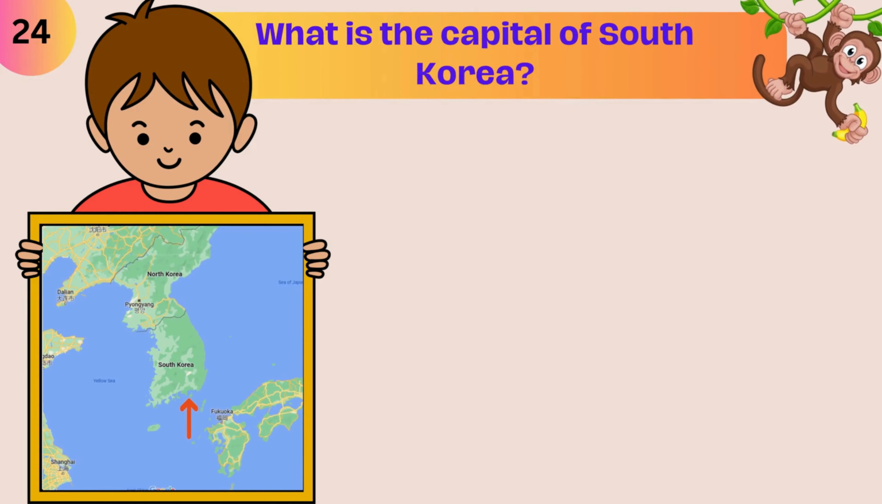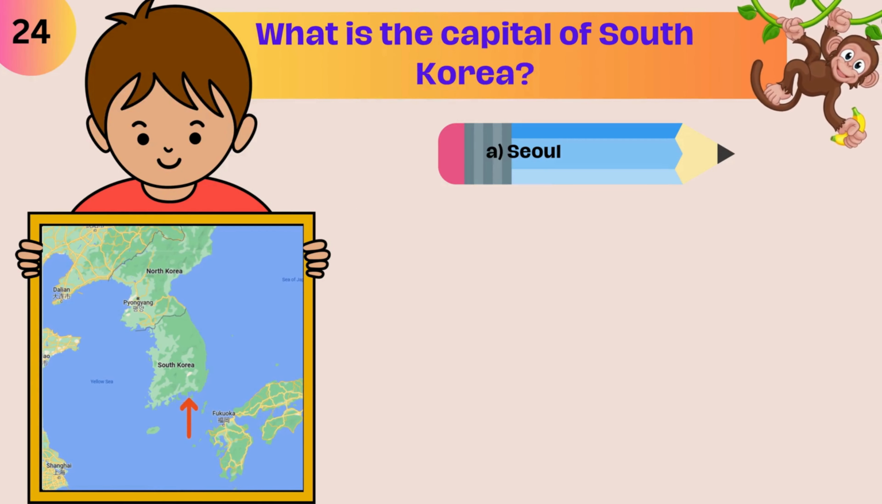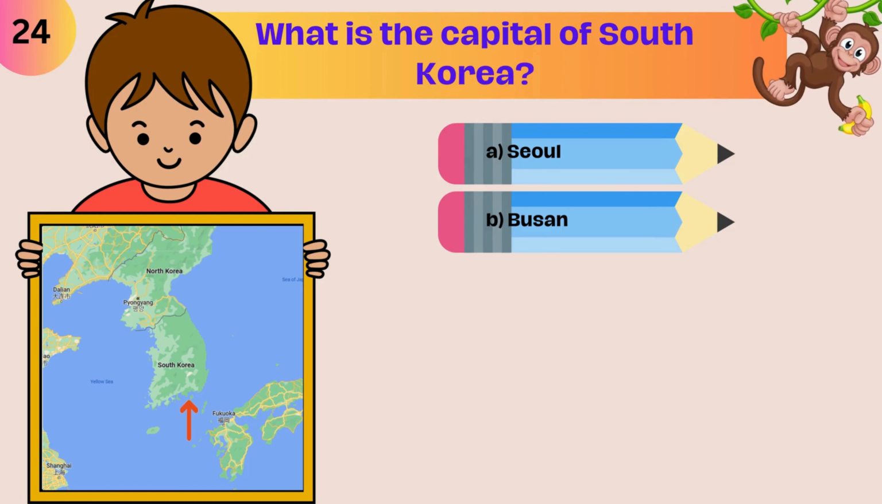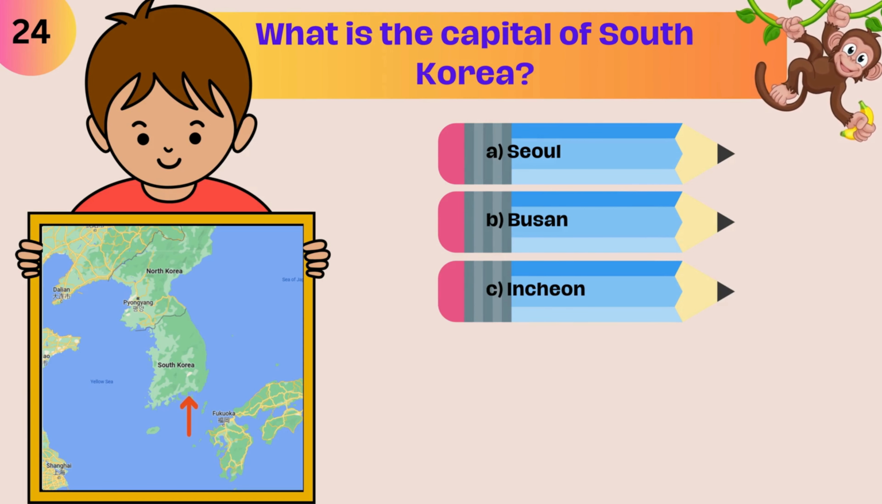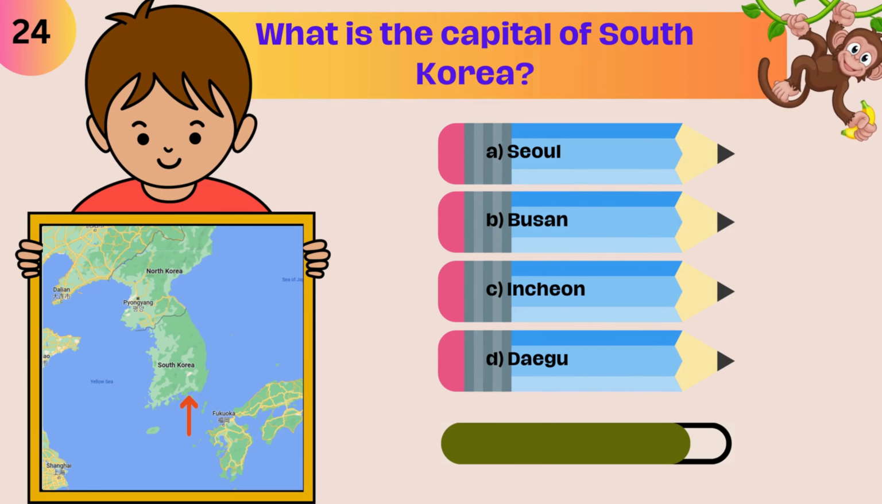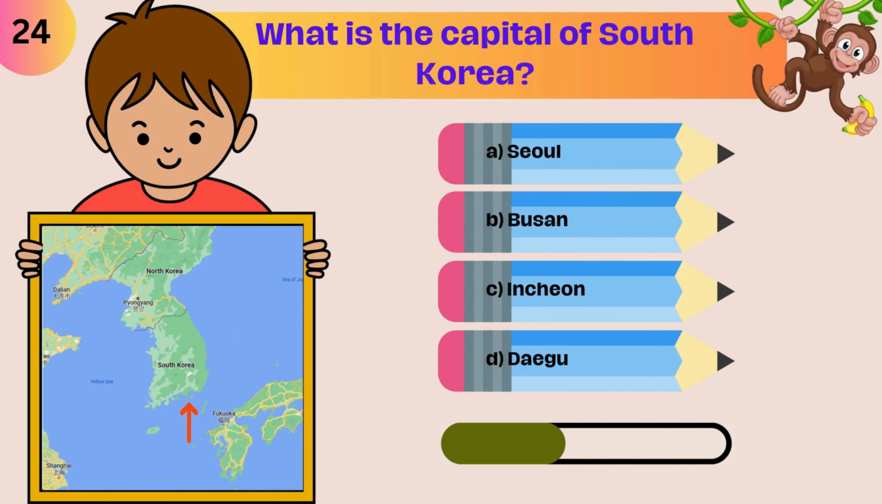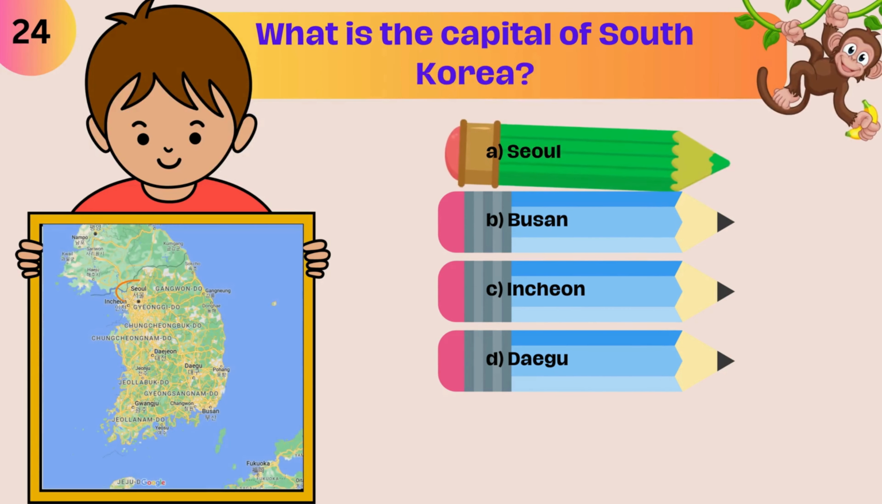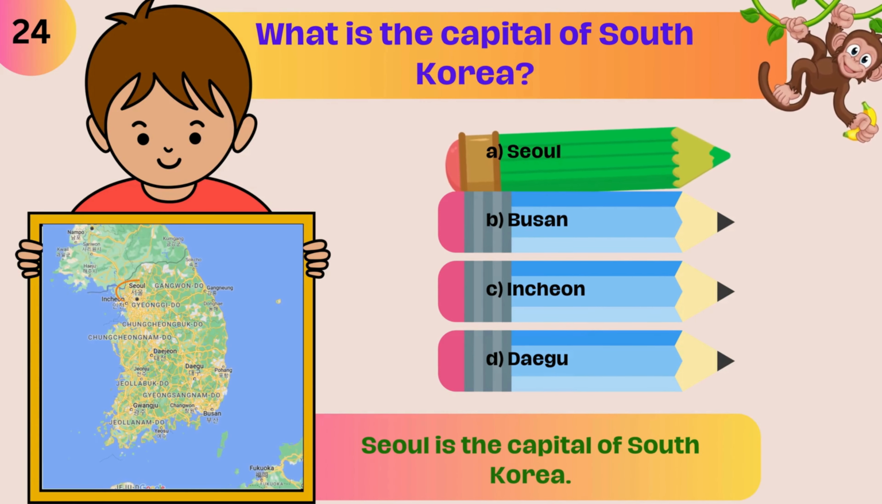What is the capital of South Korea? A. Seoul. B. Busan. C. Incheon. D. Daegu. The right answer is A. Seoul.